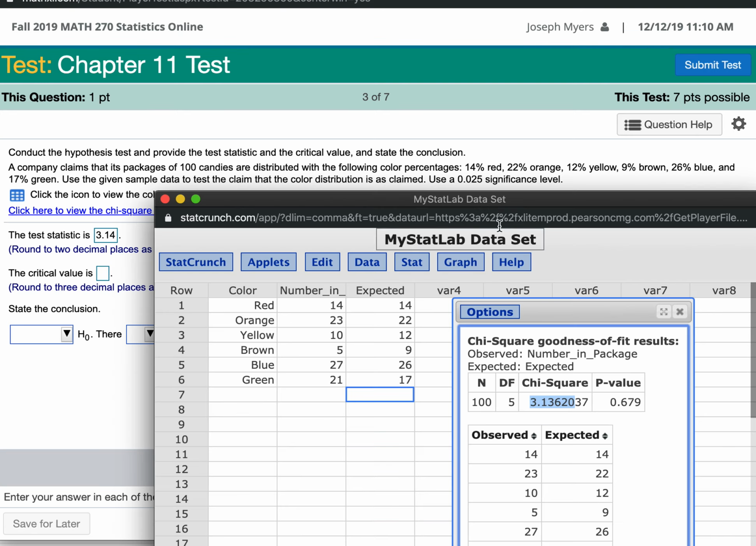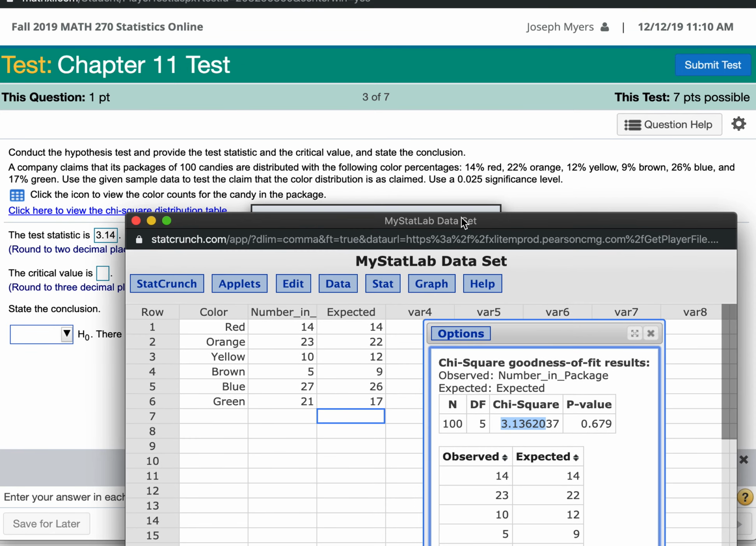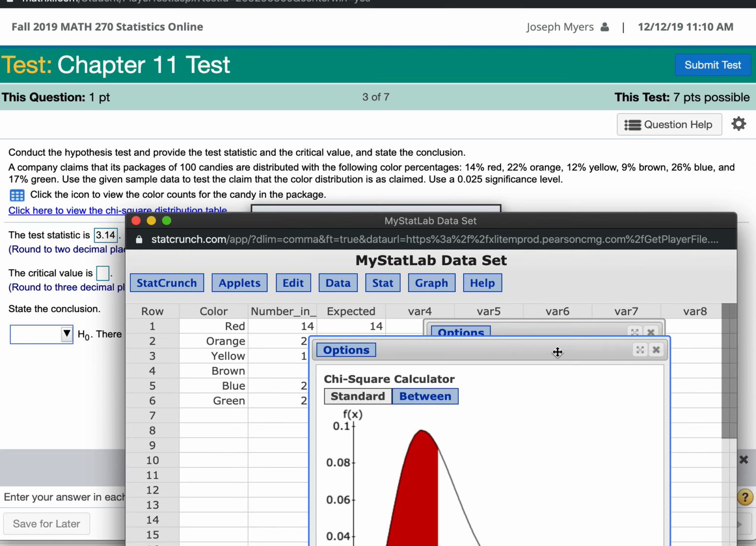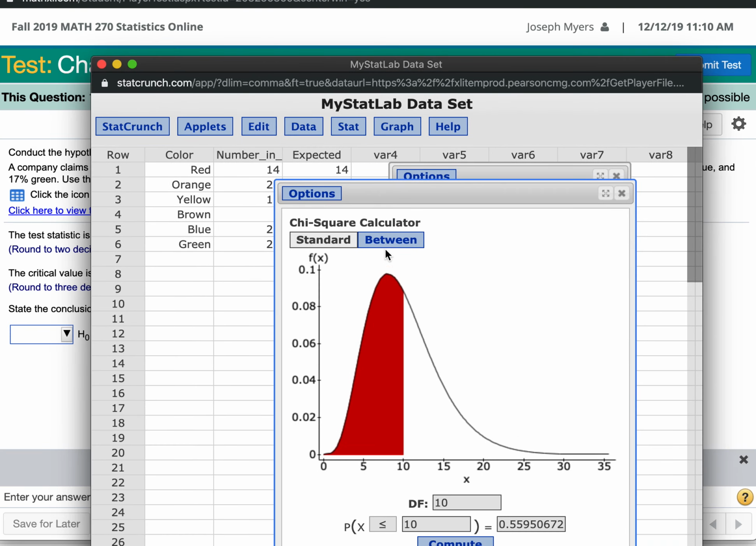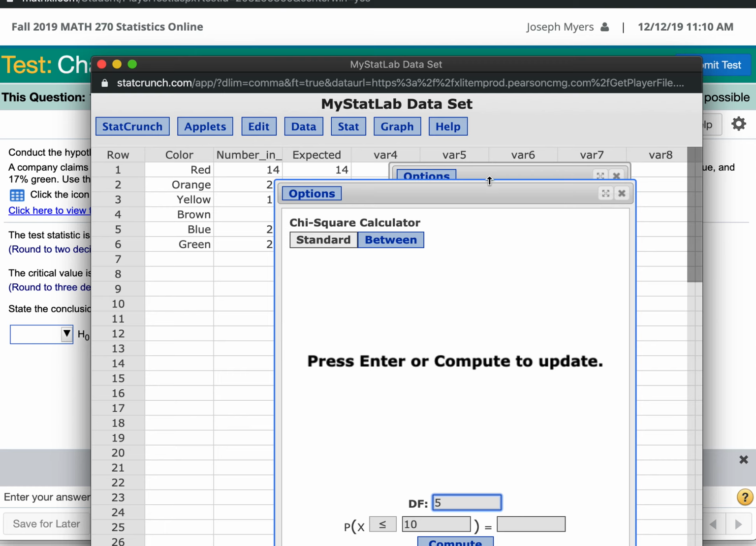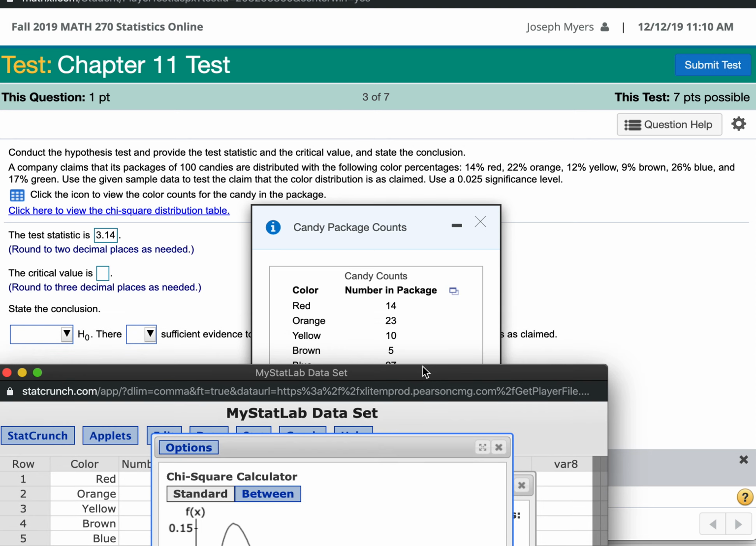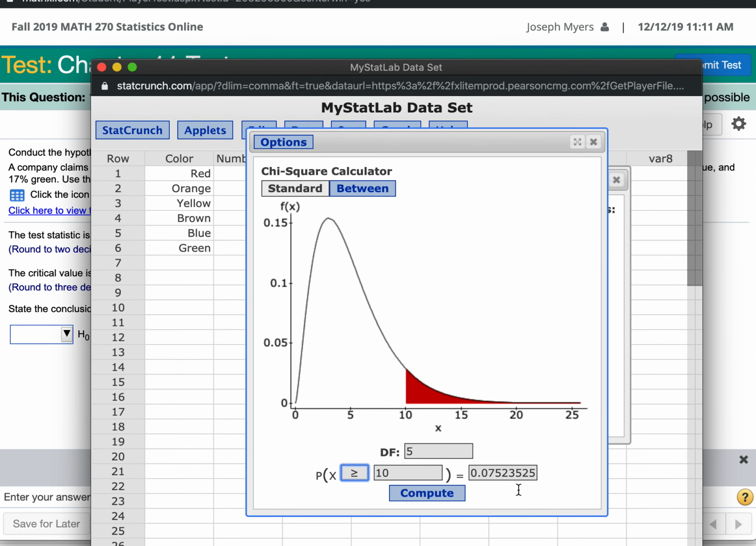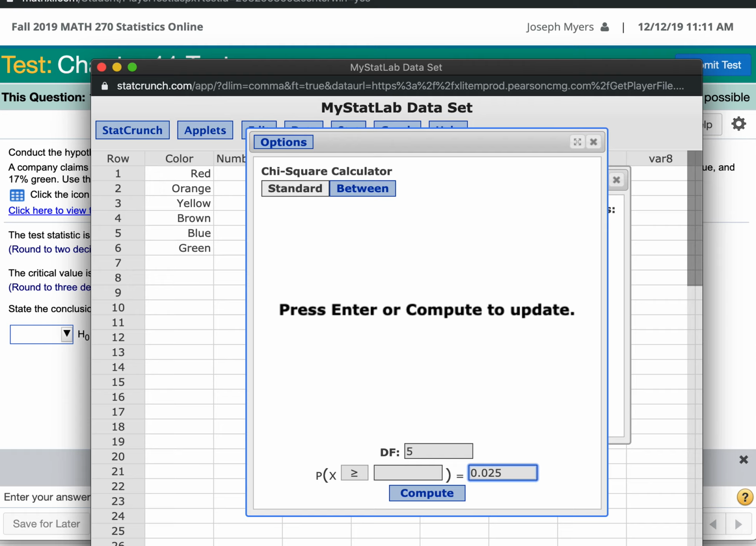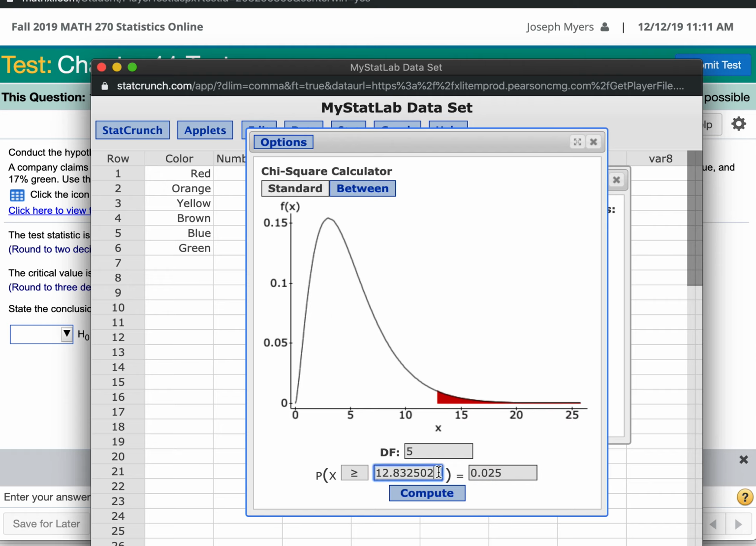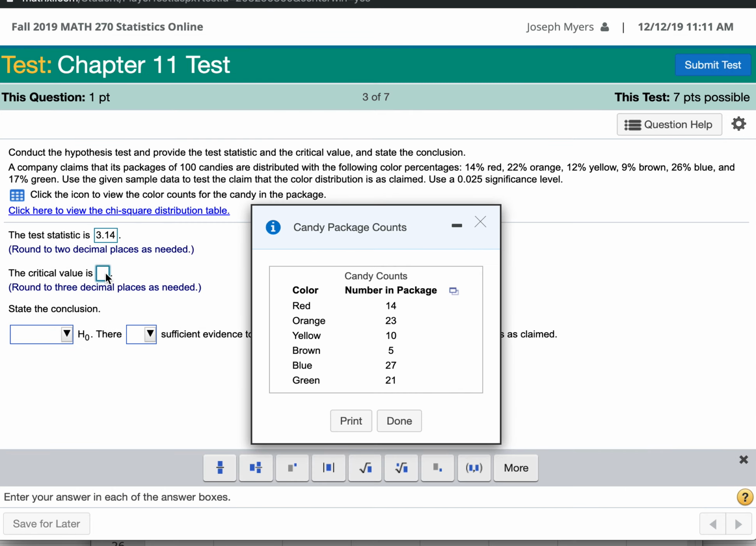What's the critical value? Well, to find the critical value, we have to use a 0.025 significance level. So let's go to Stat Calculator's chi-square, and let's find the probability. Well, we have 6 sample values, which means we have 5 degrees of freedom. And we want the probability to be greater than or equal to, and the significance level is 0.025. So 0.025, and the critical value that is exactly equal to that is 12.832502. Round that off to 3 decimal places.